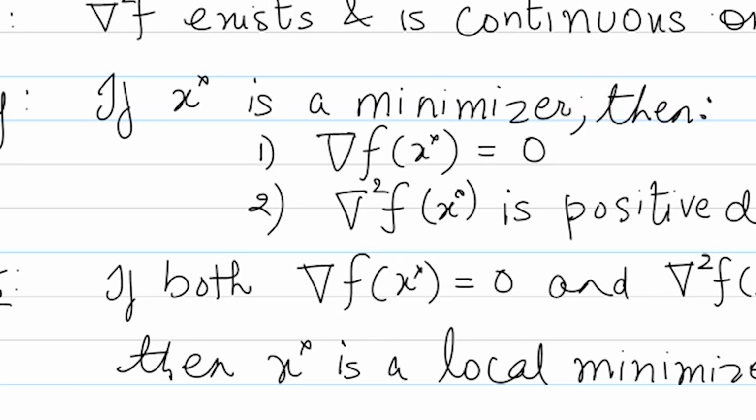There is one small correction that we need to make here. Can anyone point it out? The hint is weak, strong. If I want my minimizers to include weak minimizers, then I'll have to relax things a little bit and do what? Make this positive semi-definite, right? So let's just mention that if I'm talking about weak, then it has to be positive semi-definite. If I'm talking about strong, it should be positive definite.